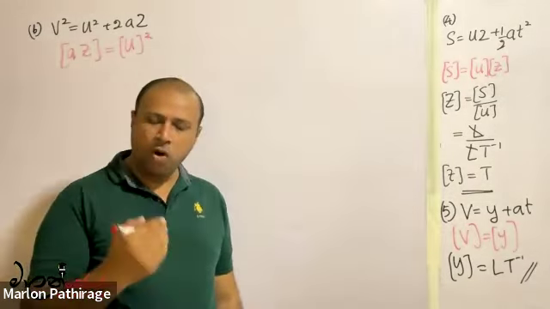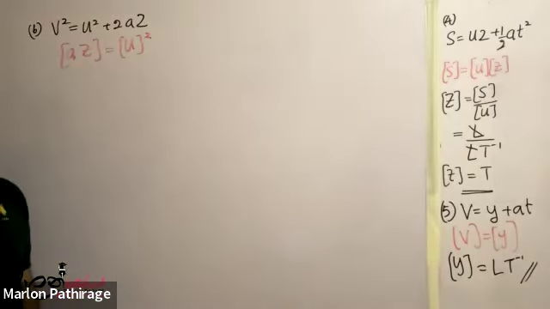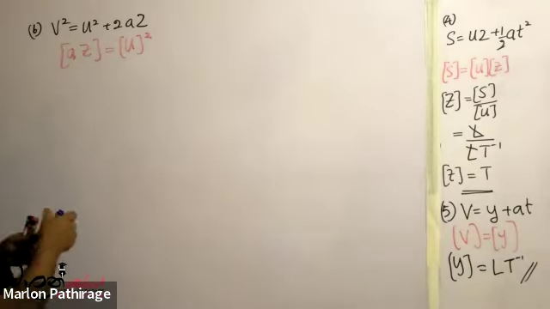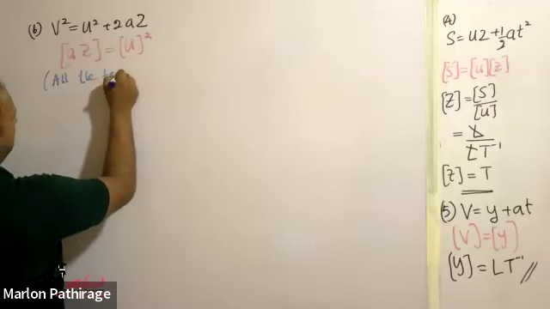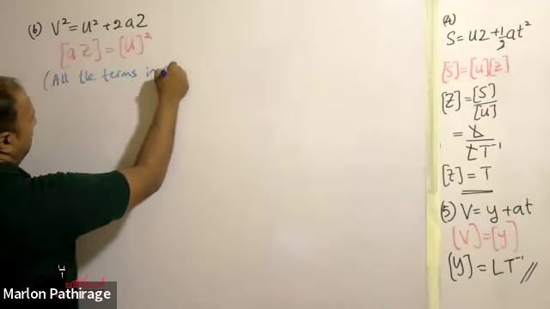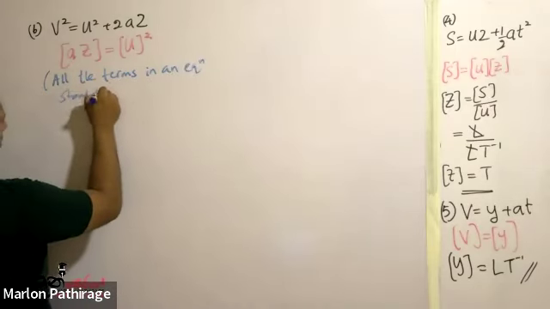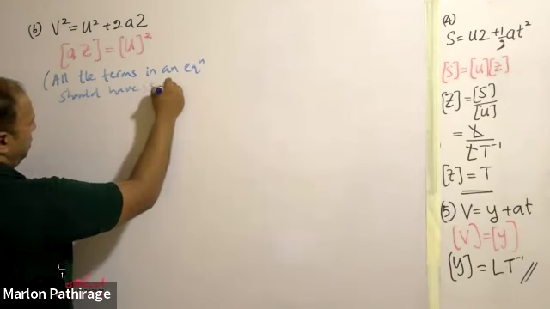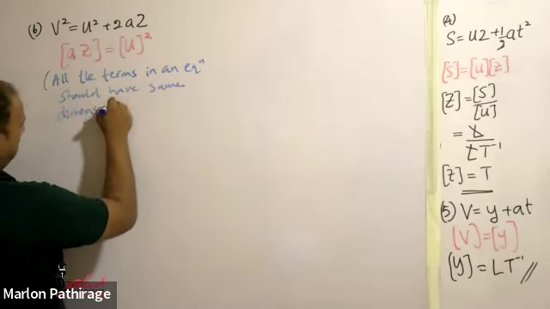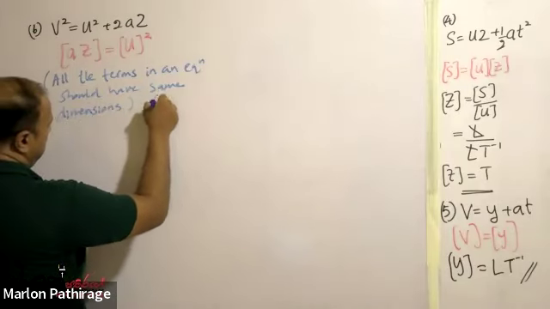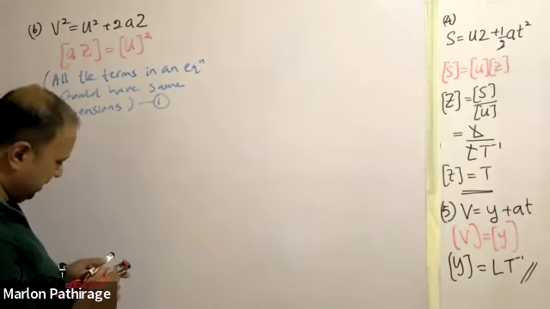So what is the reason? All the terms in an equation should have the same dimension. So based on that one, I can simplify this one.